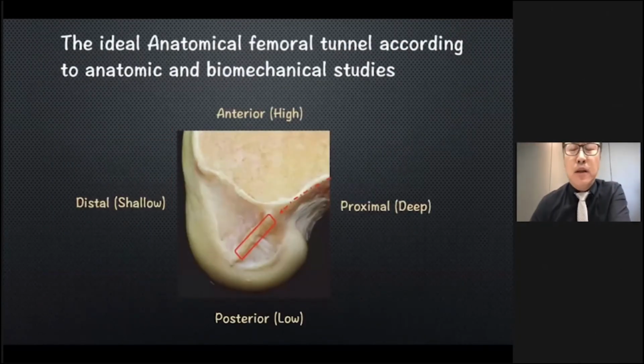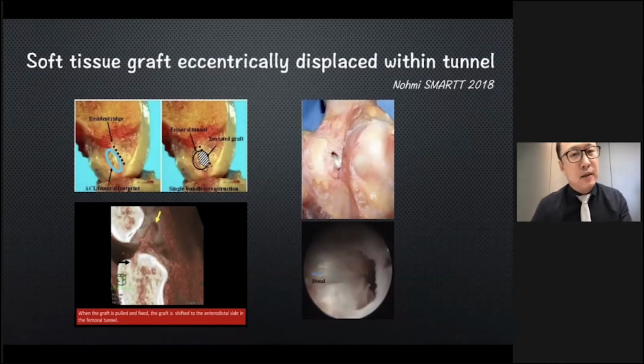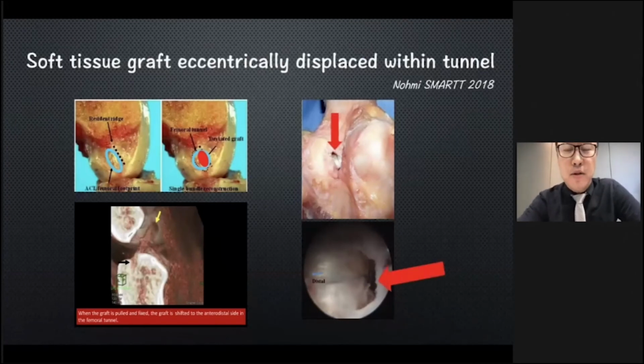So according to the anatomic and biomechanical studies, we should place our tunnel over the high and deep area, just over the intercondylar ridge. But we know the ACL is ribbon-like, a flat ligament like this. But we always create a tunnel in a round shape. And when we place the graft inside the tunnel and tension it, the graft usually is eccentrically displaced anteriorly and distally.